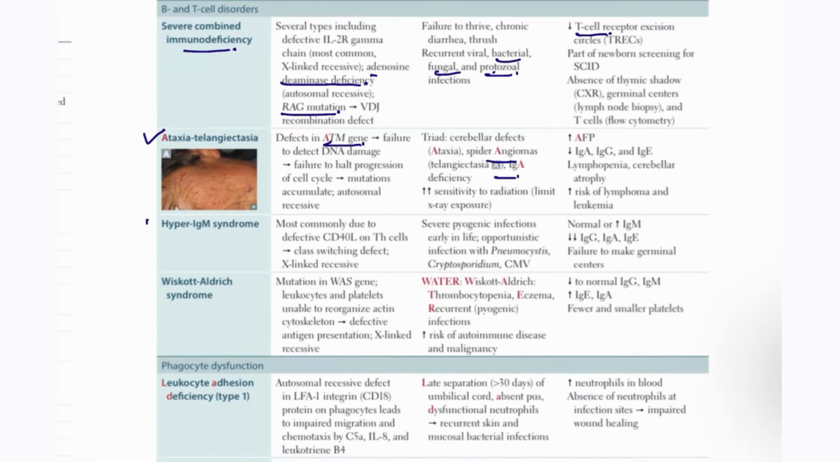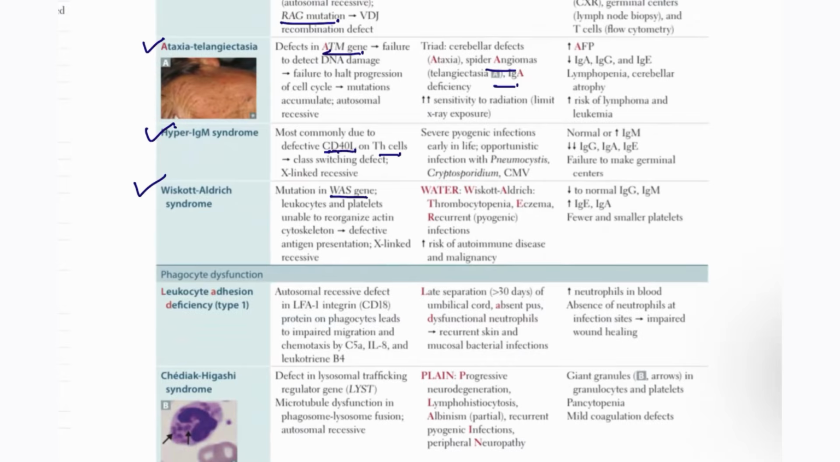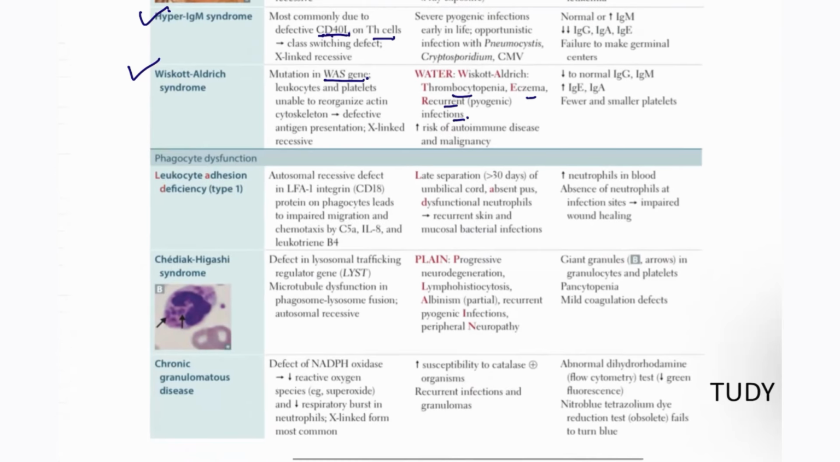Next, hyper IgM, CD40L and T helper cells will be defective. Next, Wiskott-Aldrich, this is associated with the WAS gene, and this patient will have thrombocytopenia, eczema, and recurrent infections. Next, coming to leukocyte adhesion deficiency, this is associated with the LFA integrin defect, that is CD18. Okay, next coming to Chediak-Higashi syndrome, LYST gene.